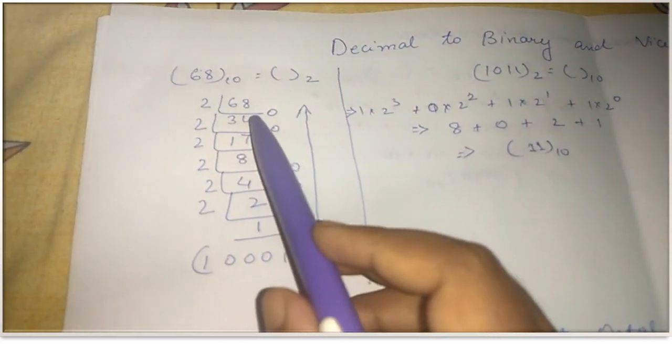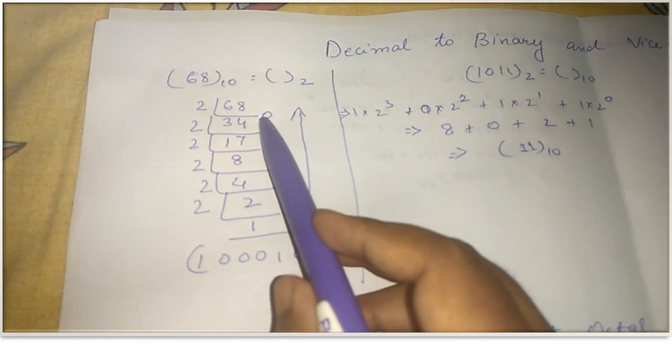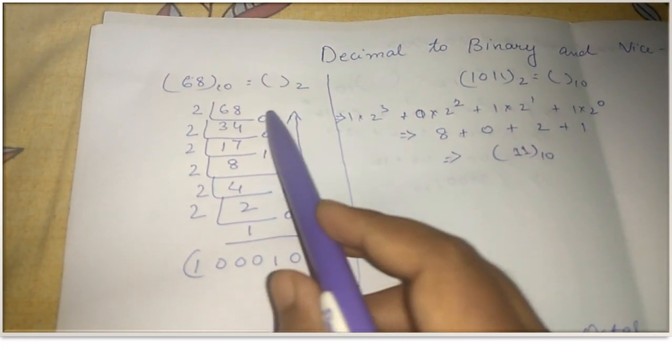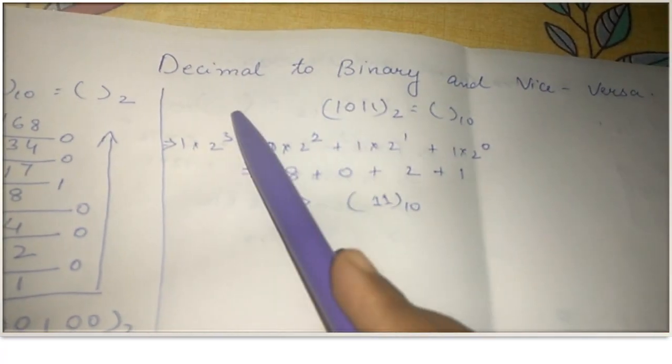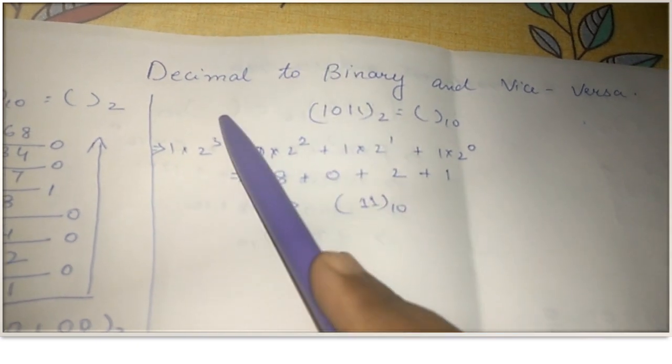Okay, try to write the remainder in front of the line. Then only you will get the desired output. You will not have any confusion regarding this. Next we will see binary to decimal conversion, how we could do the binary to decimal conversion.